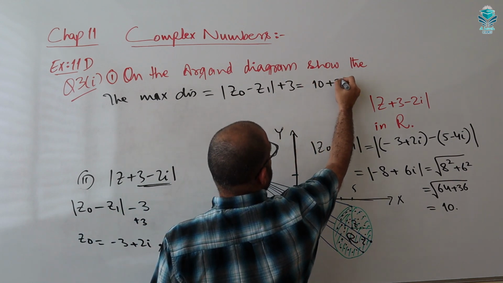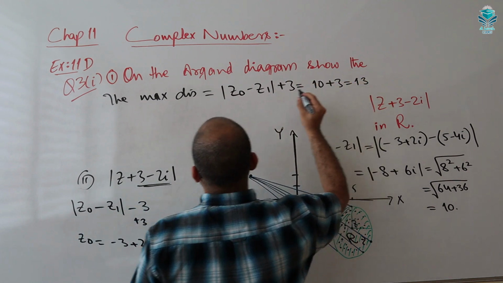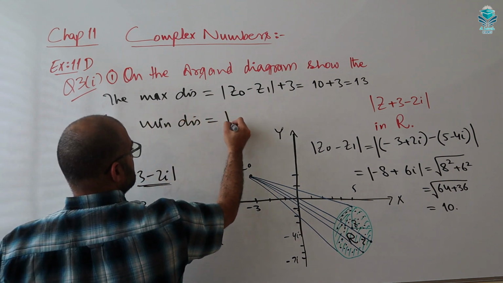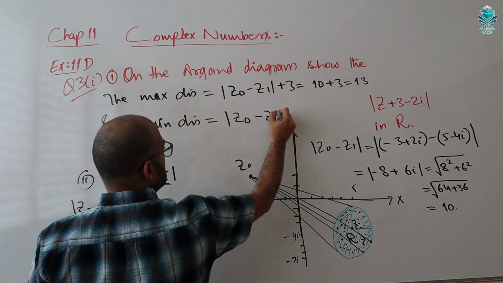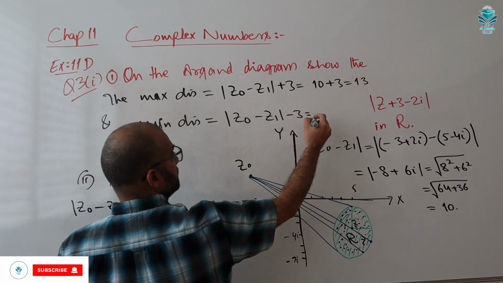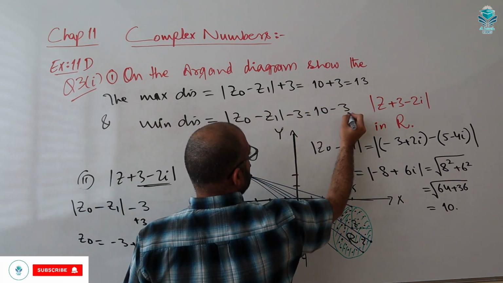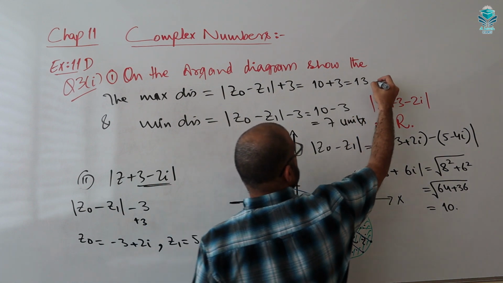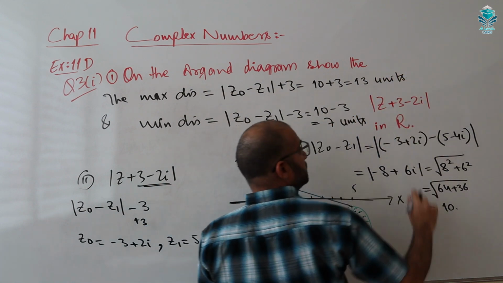So the maximum distance is modulus of z0 minus z1 plus 3. This is 10 plus 3, which is 13, and the minimum distance is modulus of z0 minus z1 minus 3, which is 10 minus 3, that is 7 units, and the maximum is 13 units. This is your answer.